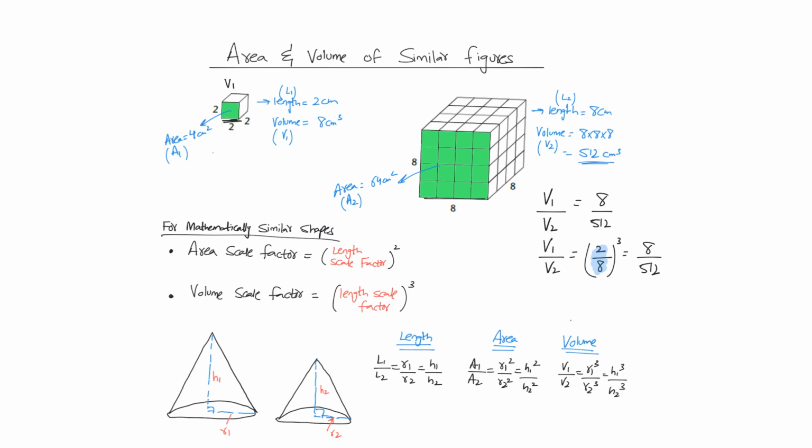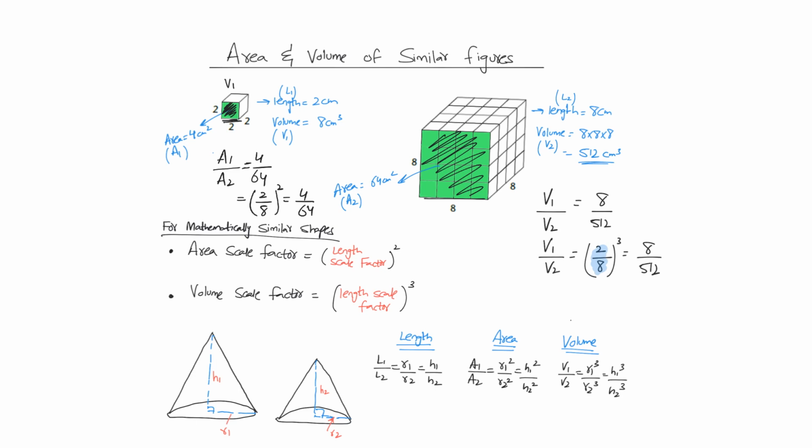Similarly, if you have area, so the area of this face of the cube is 4 and the area of this face of the cube is 64. If you were asked to figure out the ratio of the two areas, you would have written 4 over 64. You would have gotten this answer just by taking the ratio of their corresponding lengths, which is 2 over 8, and then squaring it. So 4 over 64.